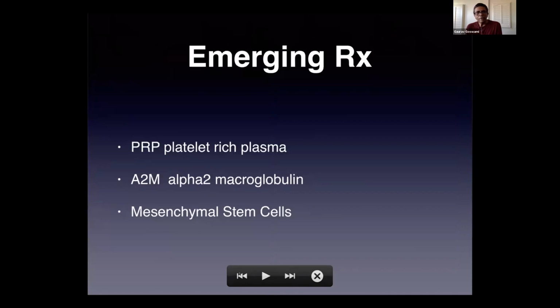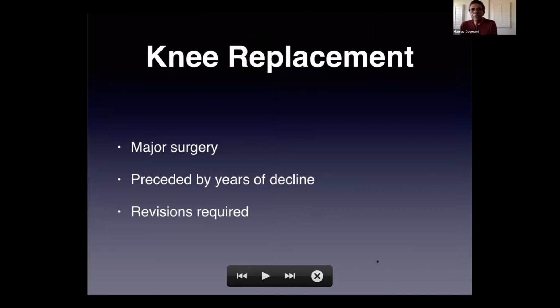Which is again fine and dandy, because a lot of patients get knee replacement, and I think in good hands the results can be good. It's still a major surgery, but it is preceded by years of decline. It's not something you just go and sign up for. A lot of patients would like to wait until they really need to undergo a knee replacement surgery.